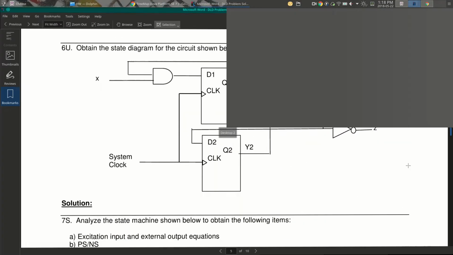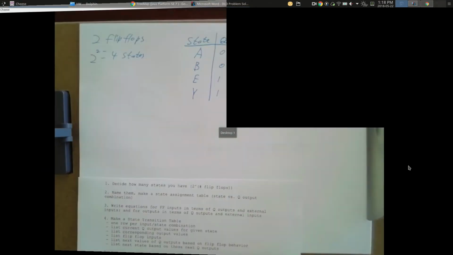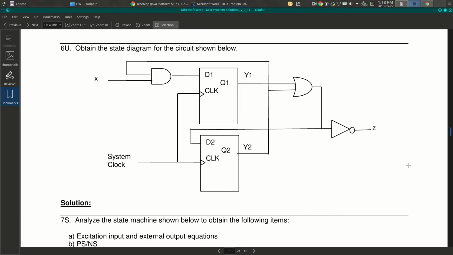It could be anything. All right, so we've made a state assignment table, each state in terms of the Q output combinations. Step 3, write outputs for the flip-flop inputs in terms of Q and the external inputs. So these are, again, D flip-flops, making my life easy. 2 inputs, D1 and D2. So let's write equations for them.